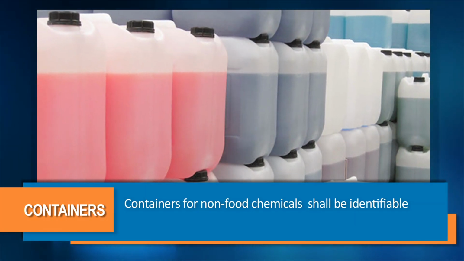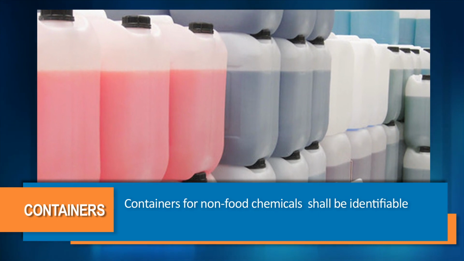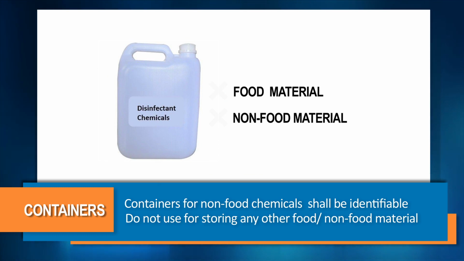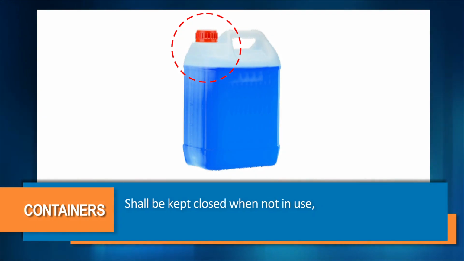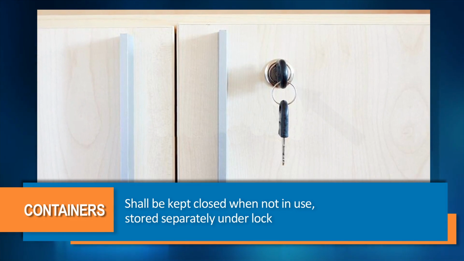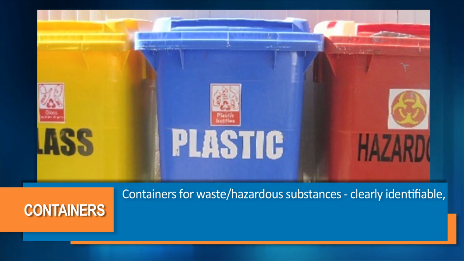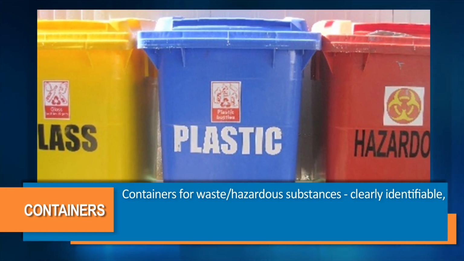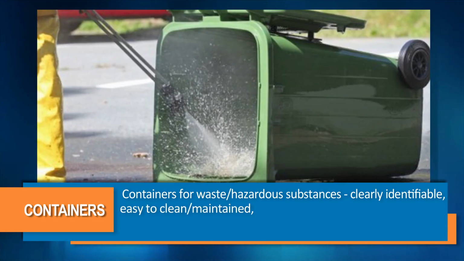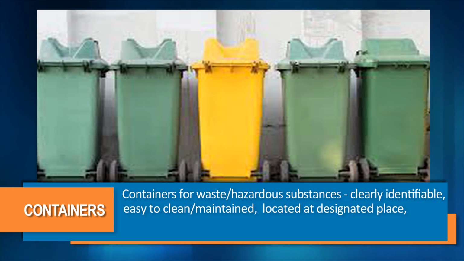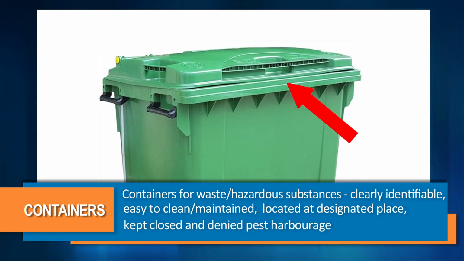Containers for storing non-food chemicals such as cleaning and maintenance chemicals shall be specifically identifiable. It should not be used for storing any other food or non-food material. They shall be kept closed when not in use, stored separately under lock to prevent malicious or accidental contamination of food. Containers for holding waste and hazardous substances shall be clearly identifiable, easy to clean, maintained in good condition, located at designated place, kept closed, and denied pest harborage.